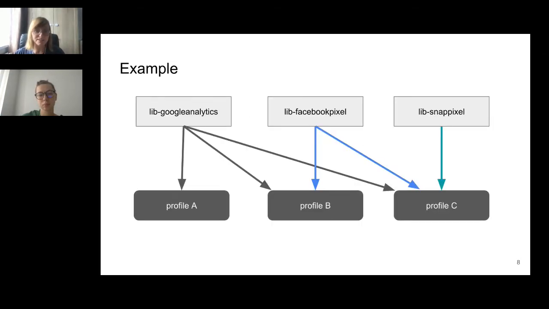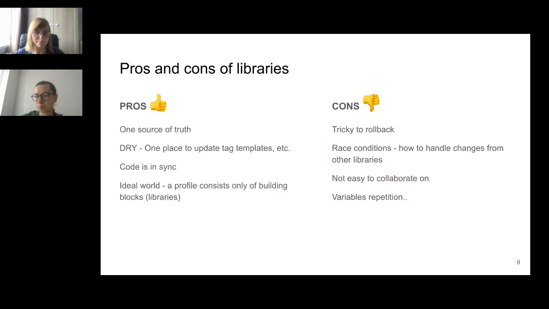And here is another example of how we can look at this. The libraries become our building blocks for the profiles. Let's say these profiles A, B, C are published on different parts of our website. Profile A contains only the Google Analytics library, profile B has Google Analytics and Facebook, whereas in profile C we've got all three: Google Analytics, Facebook, and Snapchat Pixel. With this approach, we get profiles A, B, C that are leaner, smaller, consistent, and much easier to maintain.